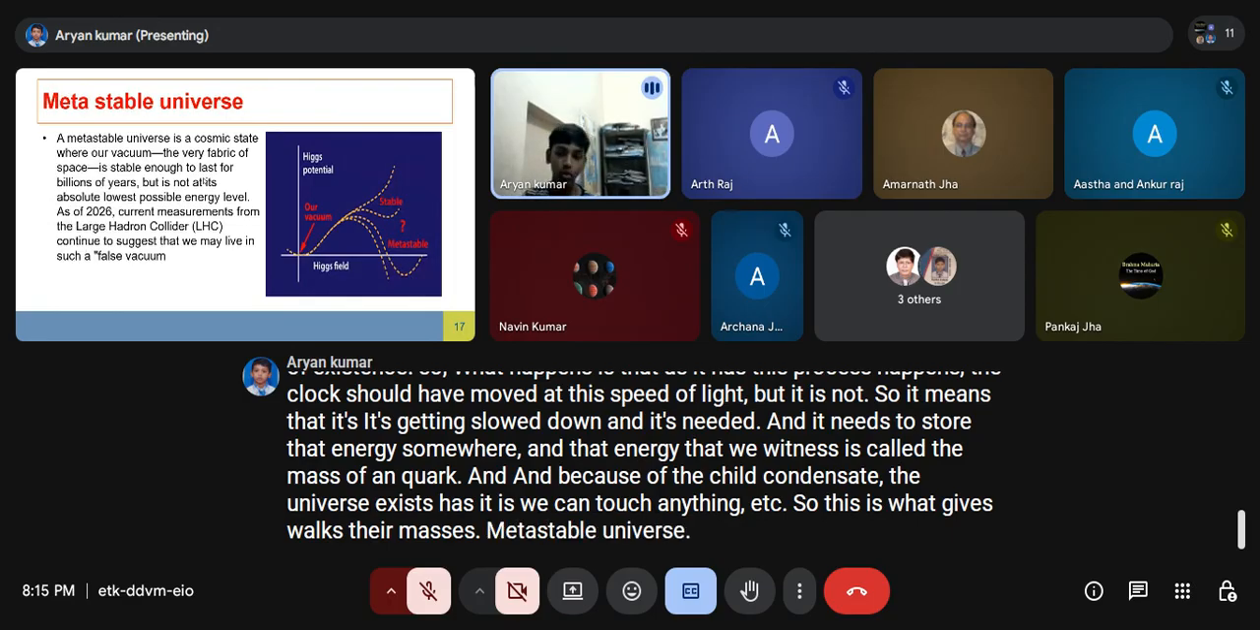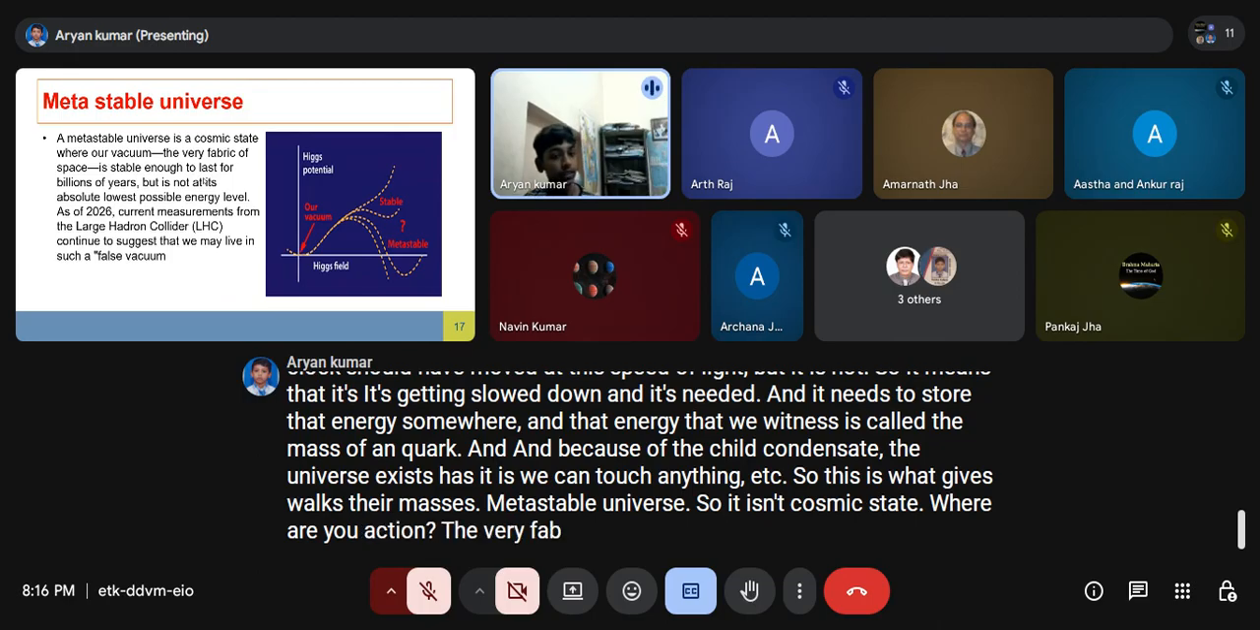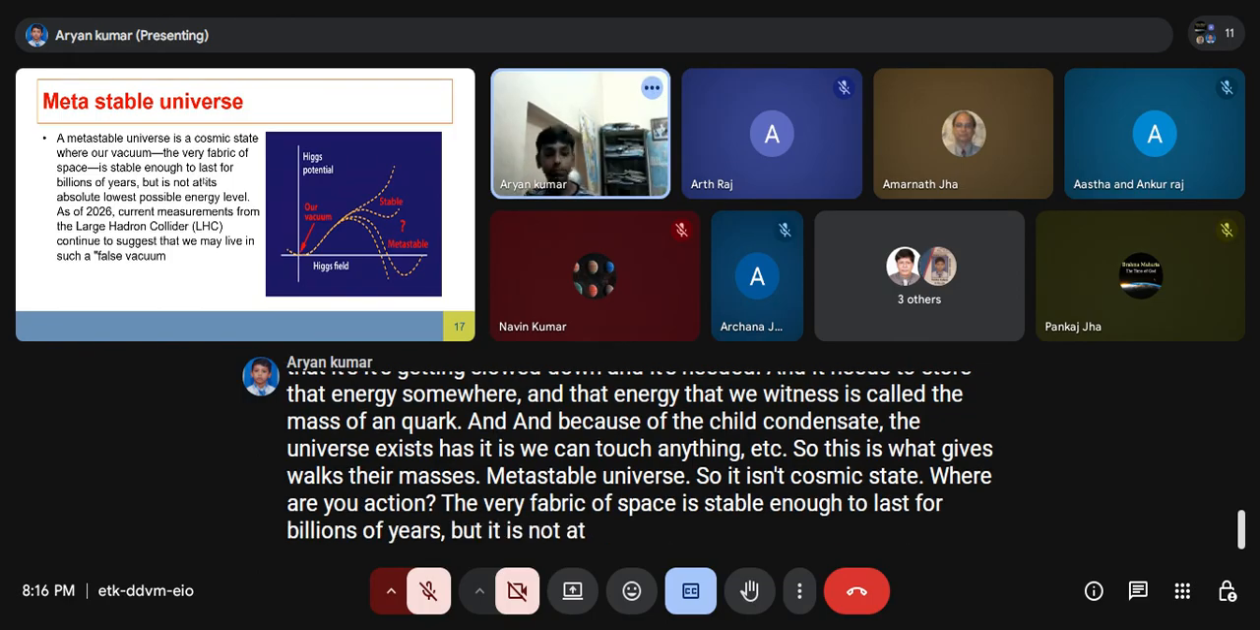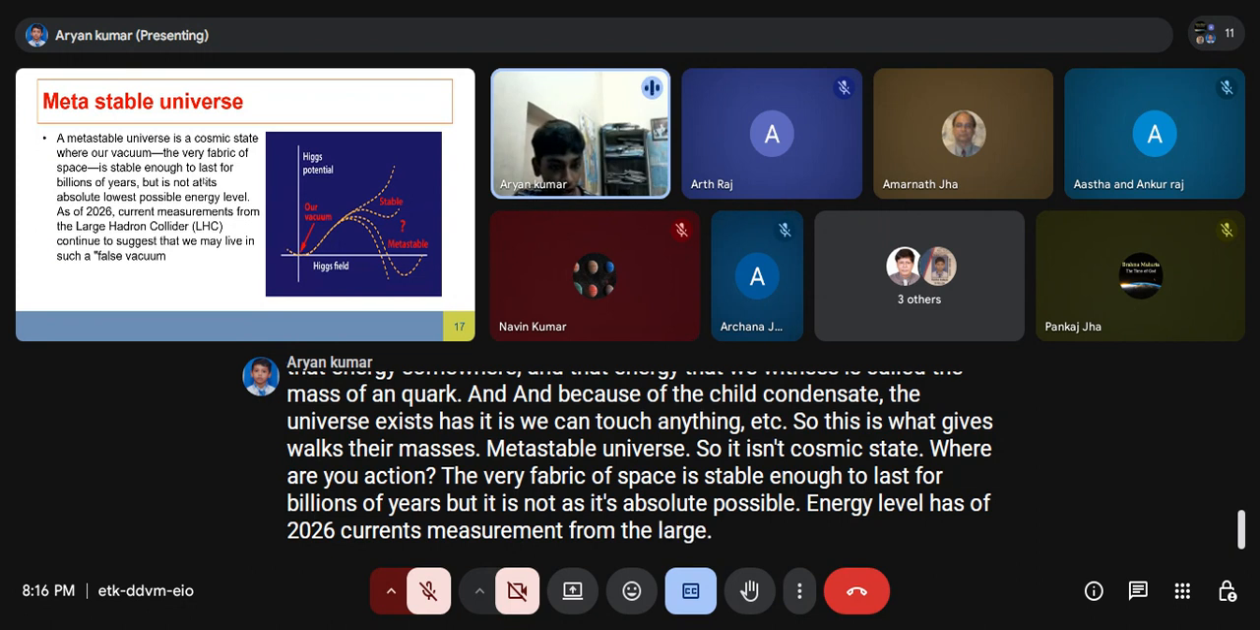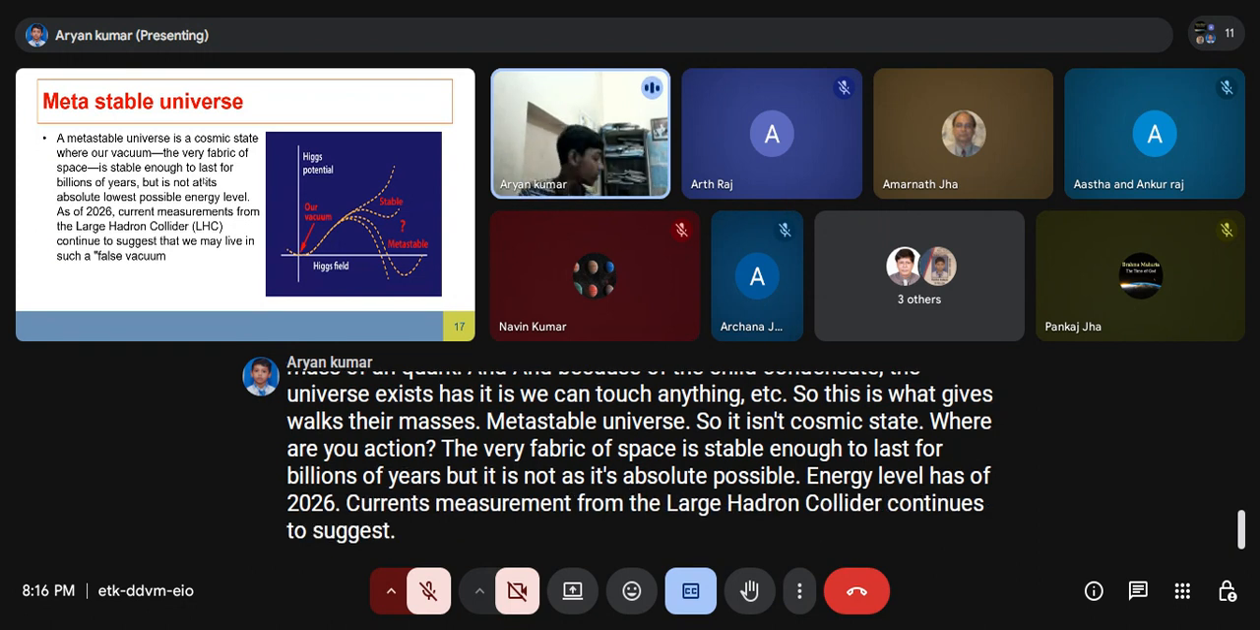Metastable universe. It is a cosmic state where a vacuum, the very fabric of space, is stable enough to last for billions of years, but it is not at its absolute possible energy level. As of 2026, current measurements from the Large Hadron Collider continue to suggest that we may live in a false vacuum.